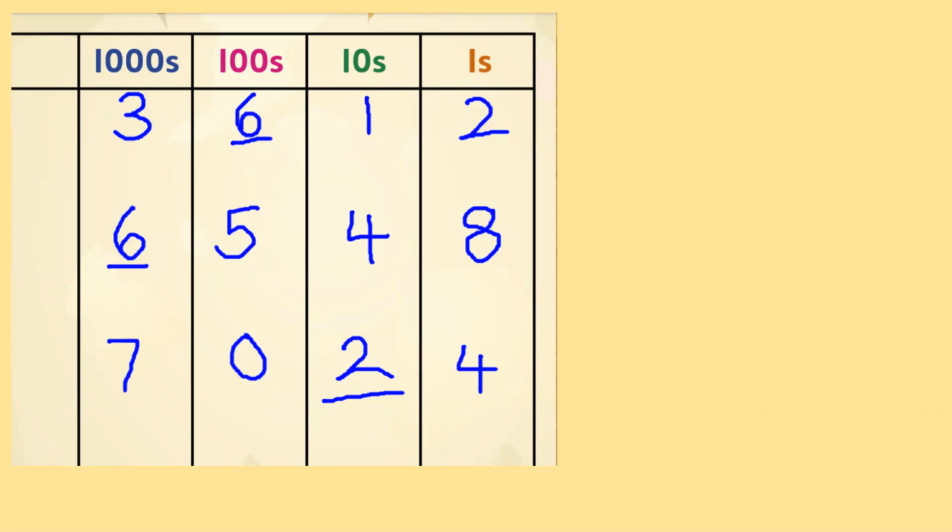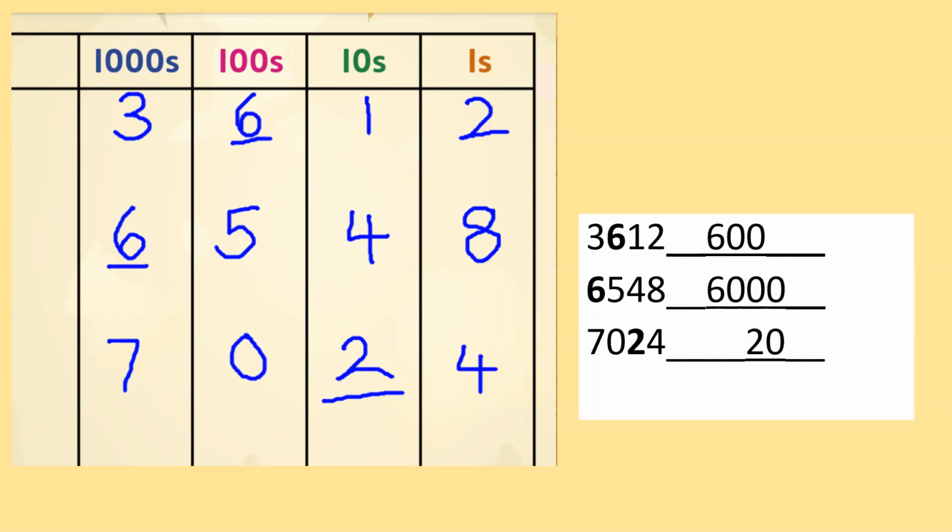If you wrote your numbers out like this, well done. Now on this grid, you can see that I have underlined the numbers that were written in bold. So the first number, you can see that the 6 is in the hundreds column, so that'll be 600. The next number, the 6, is in the thousands column, so that'll be 6,000. And the 2 for the last number is written in the tens column, so that'll be 20. So the answer will be written out like this. So on your worksheet, try and write yours out like this.